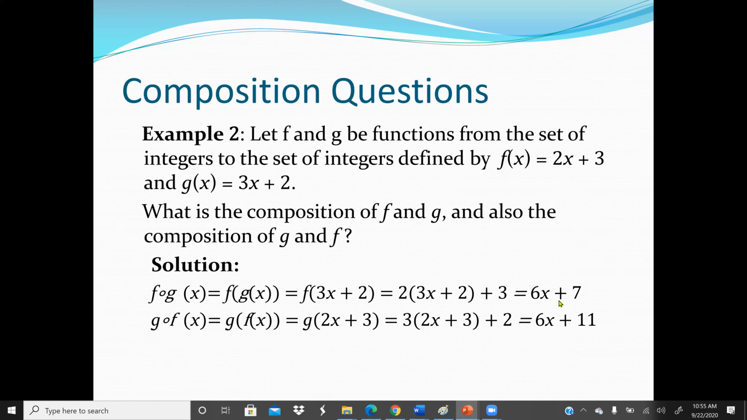Then we solve it. Next we find g composite f at x. So we bring g out, and we substitute f(x) anywhere we see the variable x in g(x). So we substitute the value here, we get 2x + 3 + 2, and then we get 6x + 11.